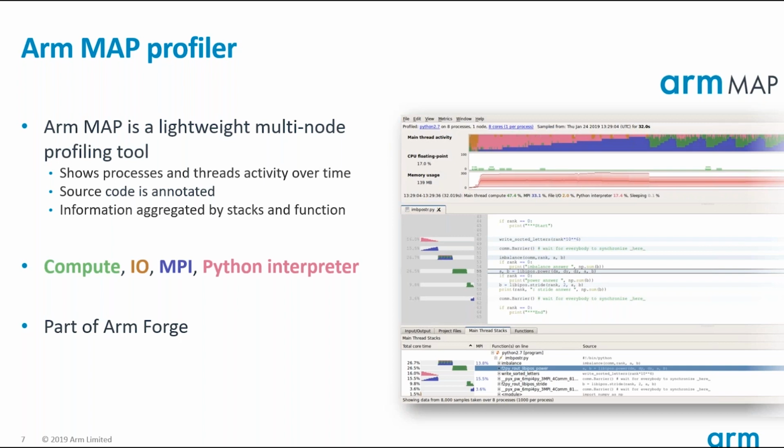The source code in the middle of the GUI is annotated with activity information, so it becomes very easy to understand where execution time is spent and what kind of activity is performed. At the bottom, a summary of the top functions and call stack is also provided to the user in order to identify the bottlenecks easily.